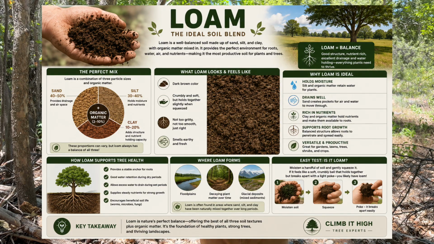Each particle size contributes something important. The sand provides larger pore spaces that improve drainage and allow oxygen to move through the soil. The silt helps retain moisture while still allowing water to move relatively freely. The clay contributes nutrient holding capacity and stores water that can be used between rainfall or irrigation events. Together, those particles create a soil that supports healthy root development.